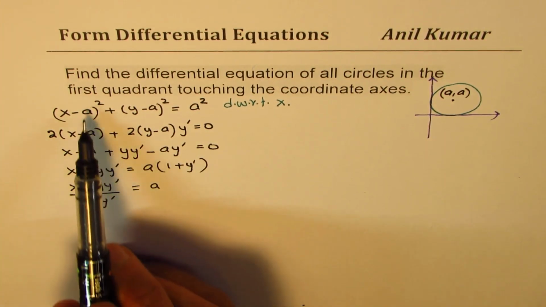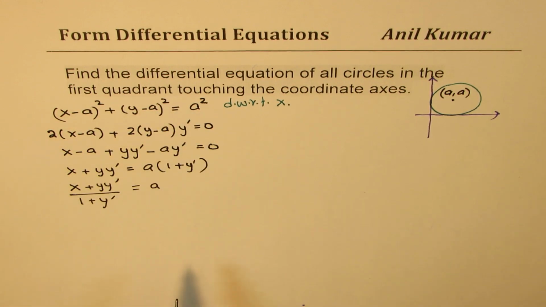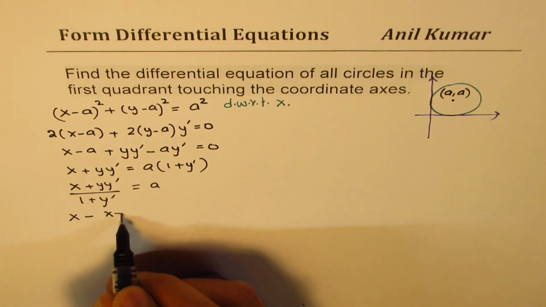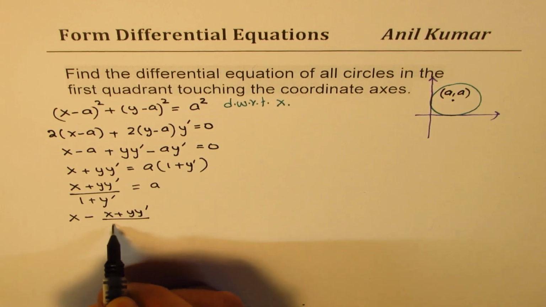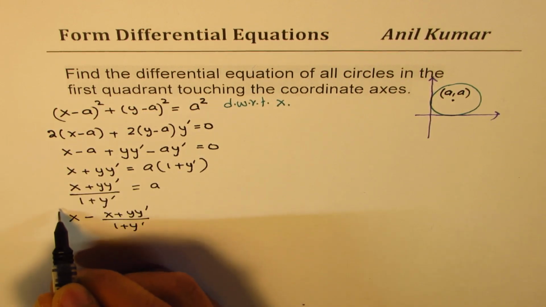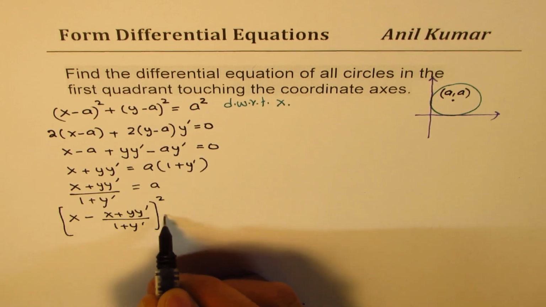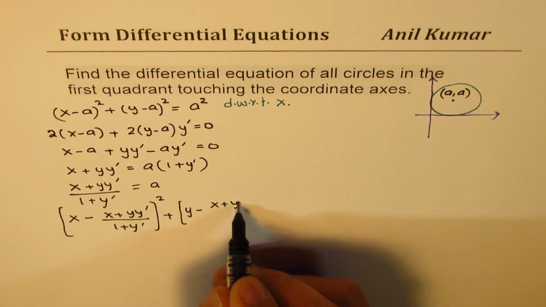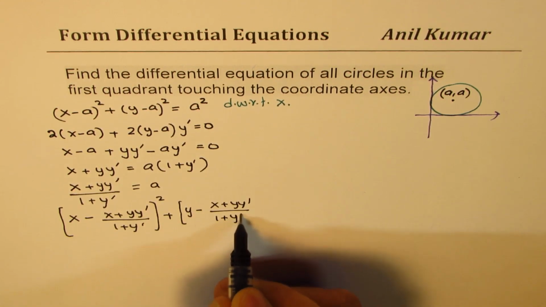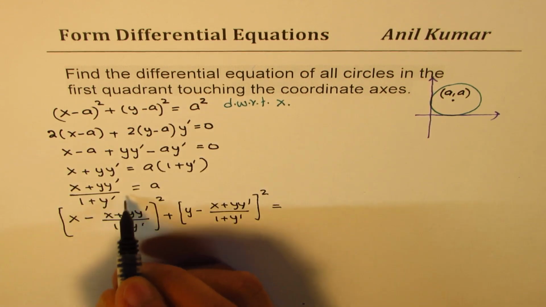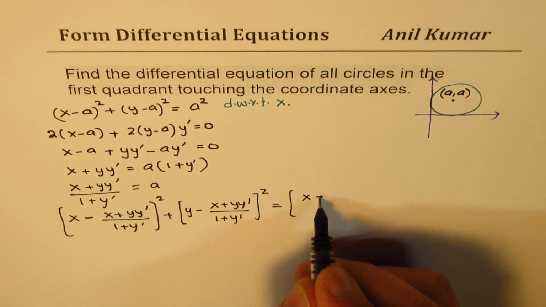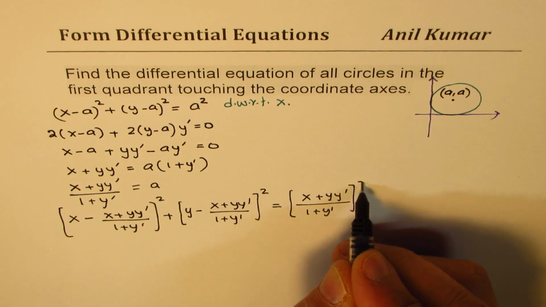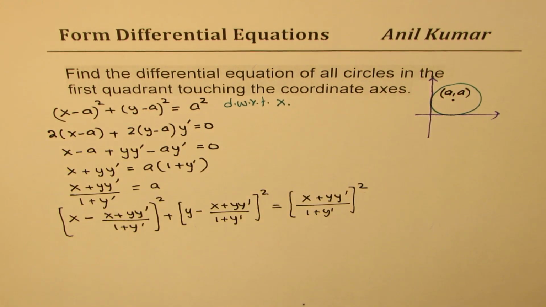Now we are going to substitute this value of a here to get our differential equation, right? That's the whole idea. That is the value of a, (x plus y prime) over (1 plus y prime), whole square, plus y minus all this, which is (x plus y prime) over (1 plus y prime), whole square, equals to square of this, (x plus y prime) over (1 plus y prime) whole square, right? So you get this equation.